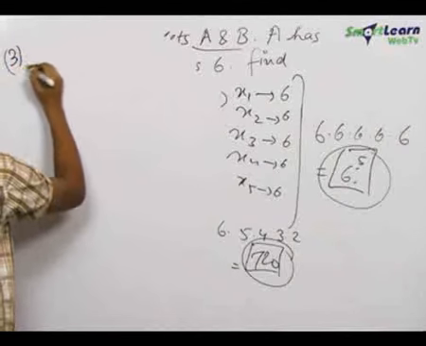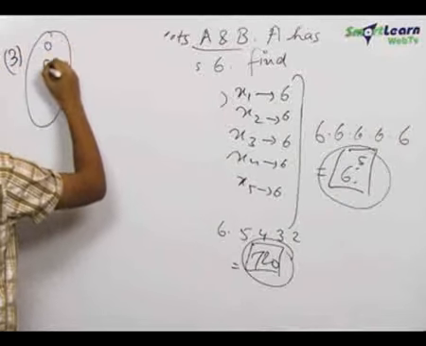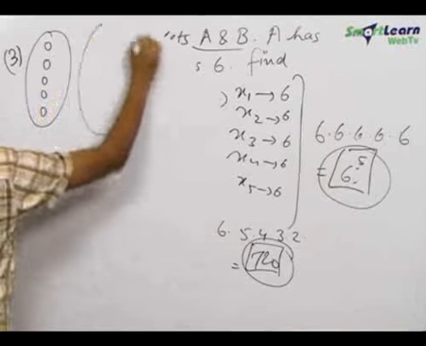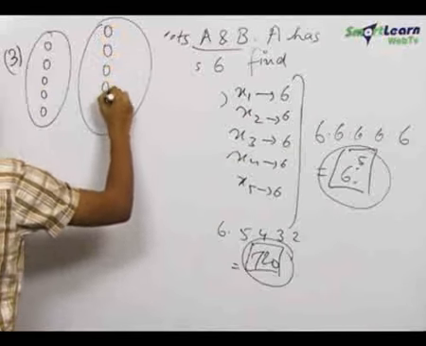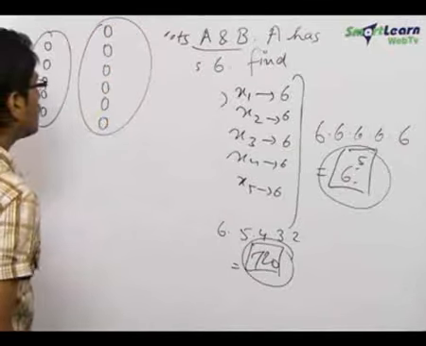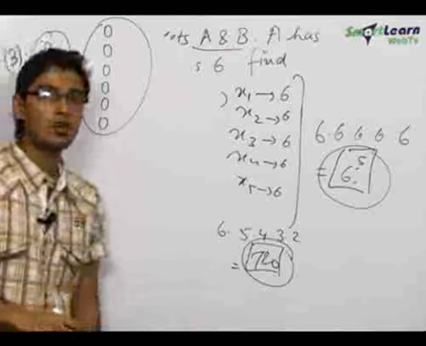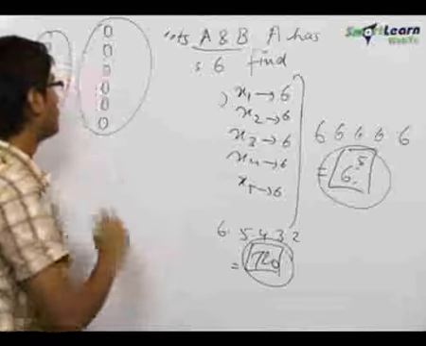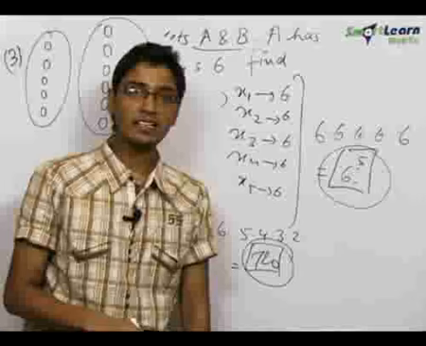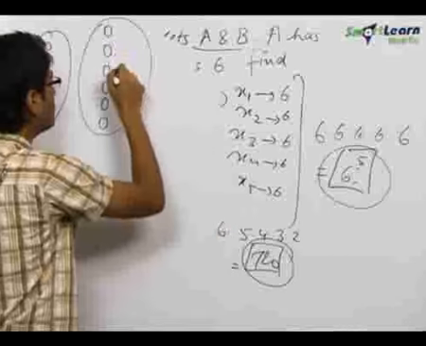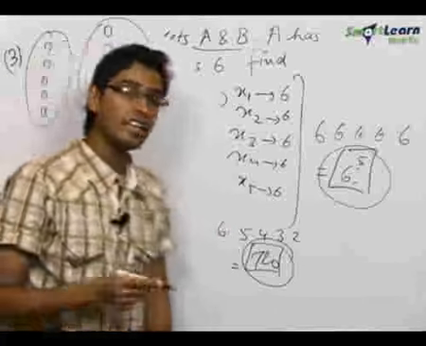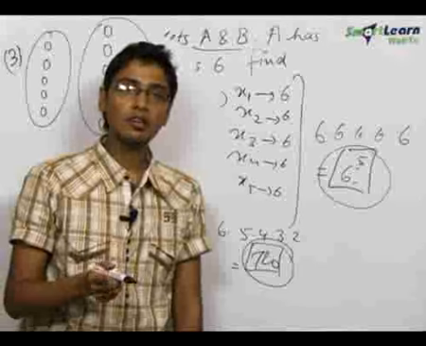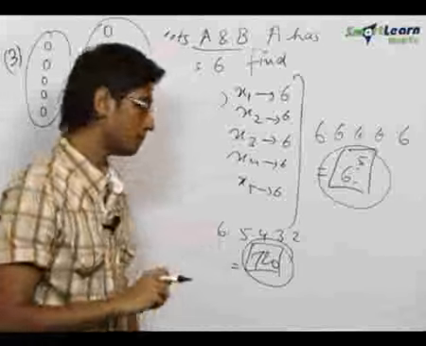Now in the third part, we need to find the number of onto mappings, or the number of surjective mappings, from A to B. Now onto implies that no element of set B should be empty, or each element of set B should have at least one pre-image.